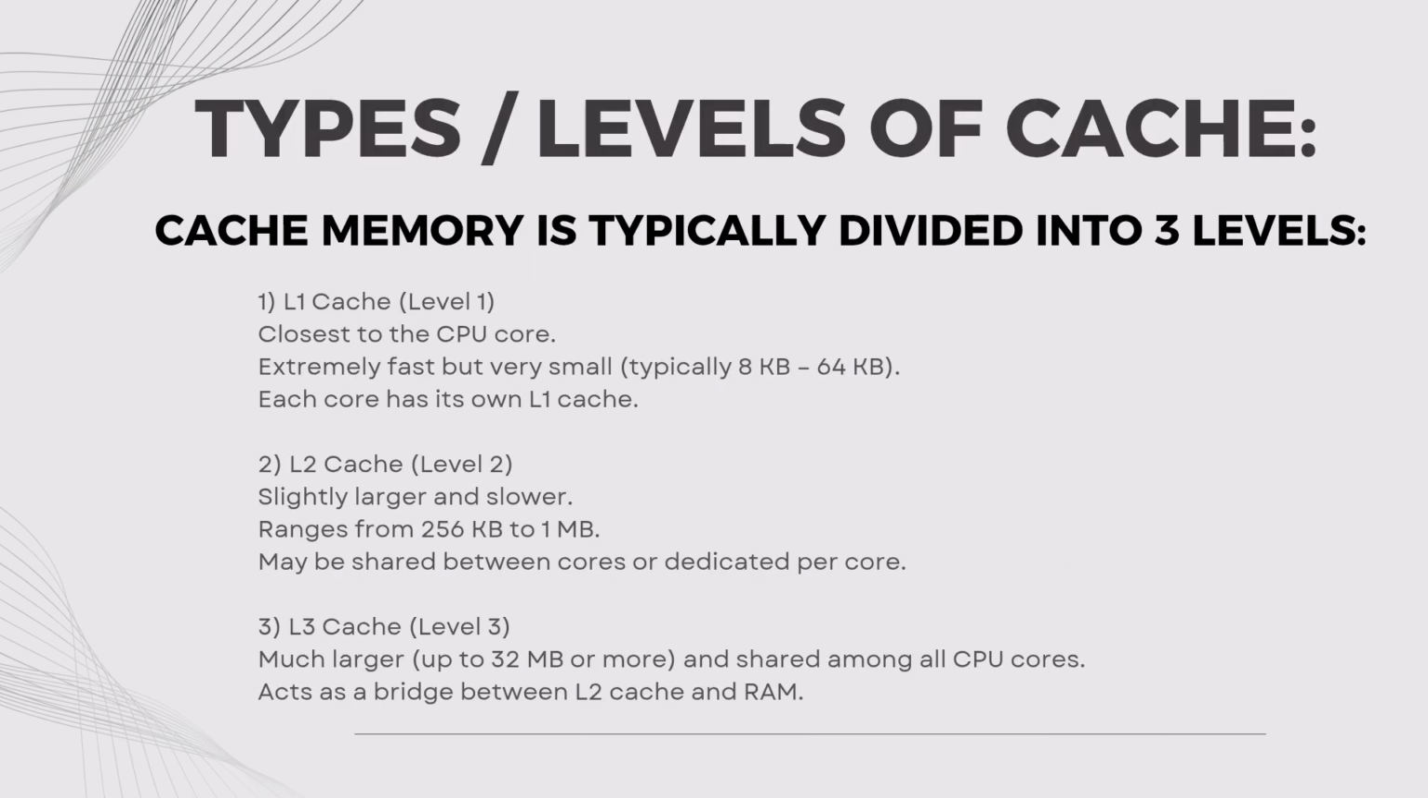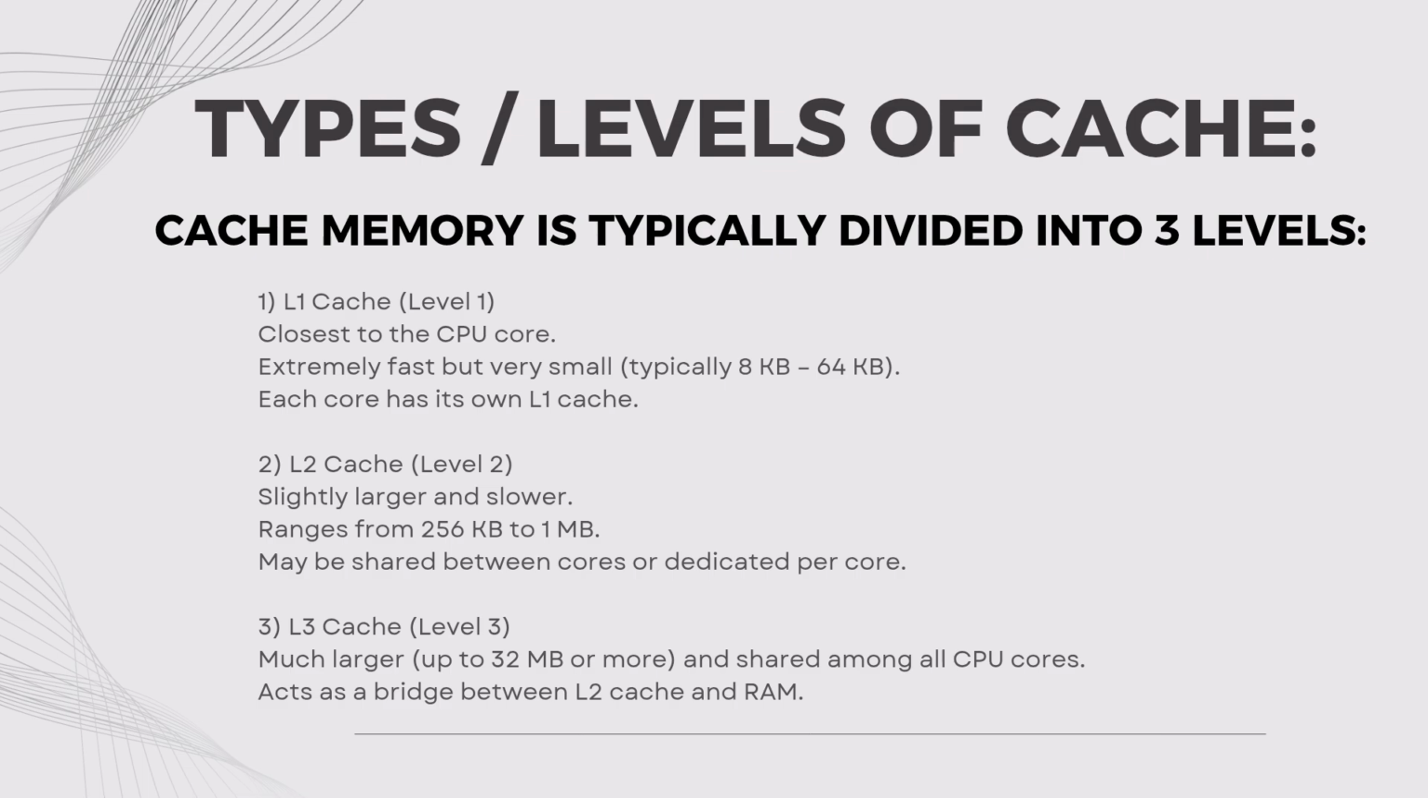Types or levels of cache. Cache memory is typically divided into three levels: L1 cache, L2 cache, and L3 cache. L1 cache, that is level 1, is closest to the CPU core, extremely fast but very small, typically 8 KB to 64 KB. Each core has its own L1 cache.